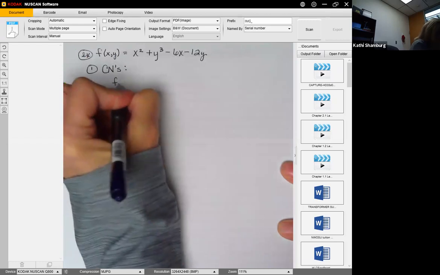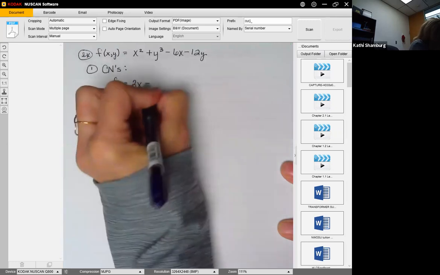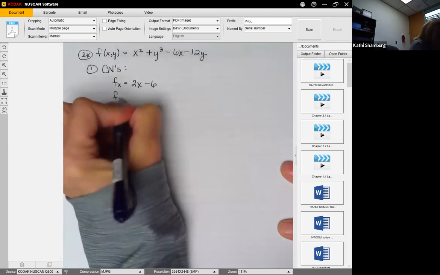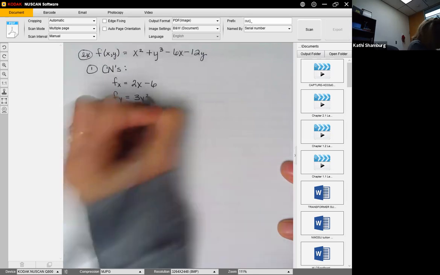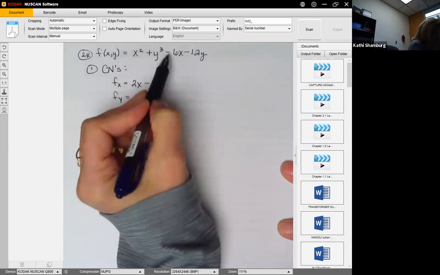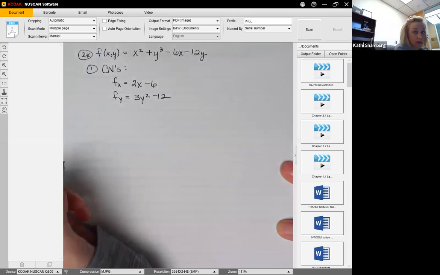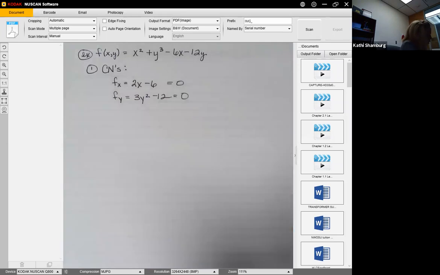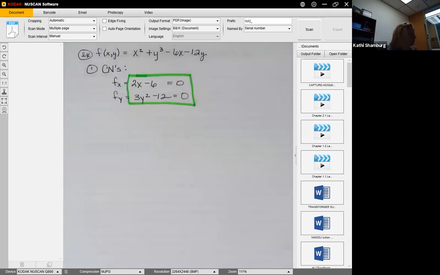So f sub x would equal 2x plus 0 minus 6 minus 0. f sub y would be 0 plus 3y squared minus 0 minus 12. All right, so when do we have critical numbers? When these are equal to 0. So these are the two equations that we need to solve for x and y.